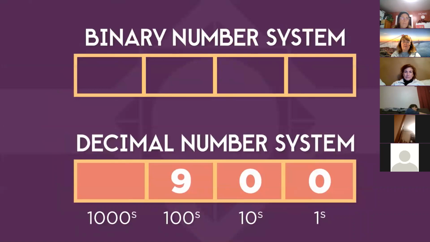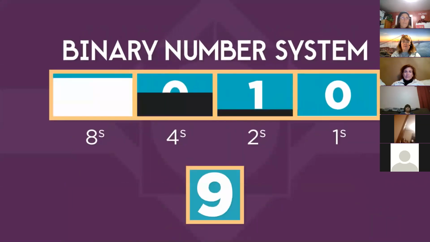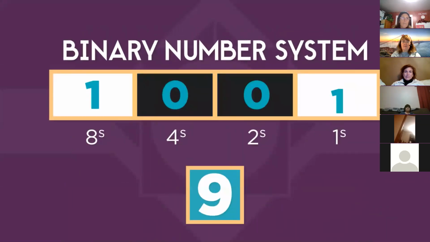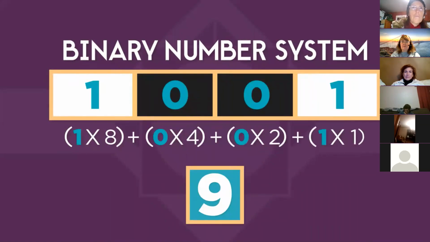In binary, each position also carries a value, but instead of multiplying by 10 each time, we multiply by 2. So there's the 1's position, the 2's position, 4's position, the 8's position, and so on. For example, the number 9 in binary is 1, 0, 0, 1. To calculate the value, we add 1 times 8 plus 0 times 4 plus 0 times 2 plus 1 times 1. Almost nobody does this math because computers do it for us.